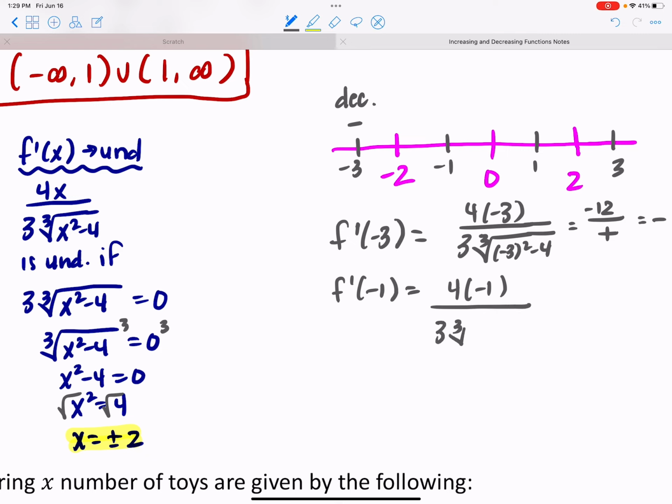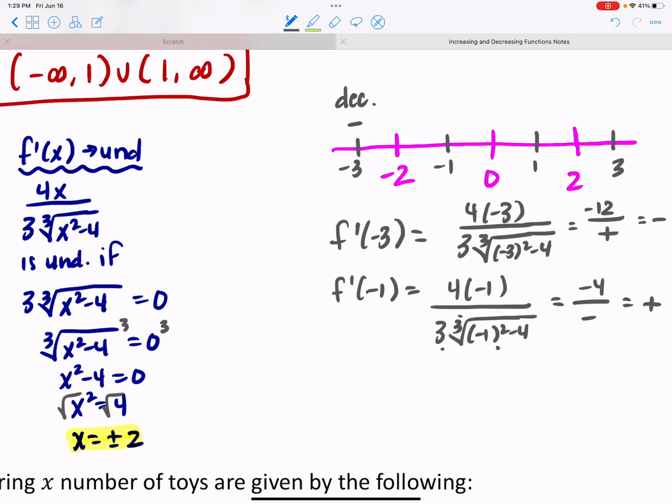3 times the cube root. I mean, same process, but not the same result. Because in our cube root here, we have a negative 1 squared, which is a 1, but 1 minus 4 is a negative 3, and the cube root of that negative will be negative. Negative times 3 will be negative, so I know I get a negative here, and I get a negative on the top. Negative 4 on the top, negative on the bottom, so it's going to be a positive result.